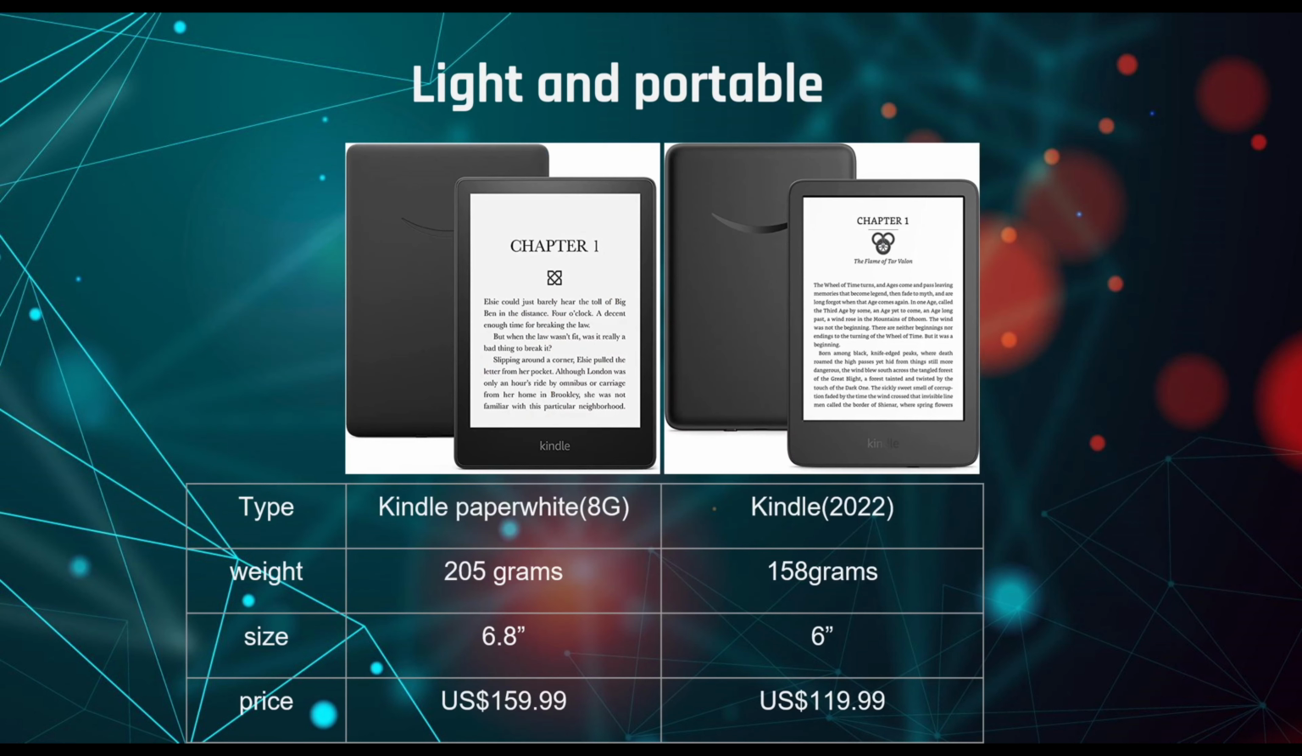The last one is light and portable. E-paper can come in smaller sizes compared to tablets, and since e-paper uses a plastic substrate rather than a glass substrate, it can be much lighter compared to other displays. These are the reasons why e-paper cannot be replaced by other displays now.